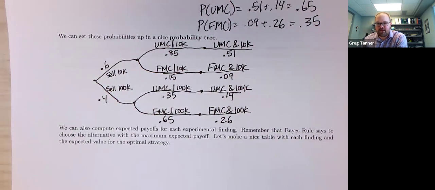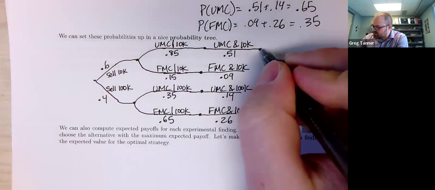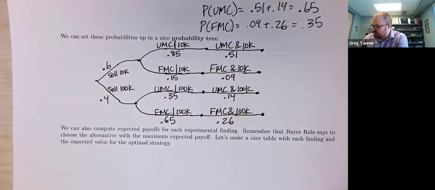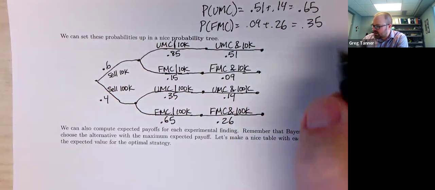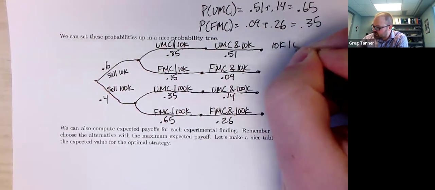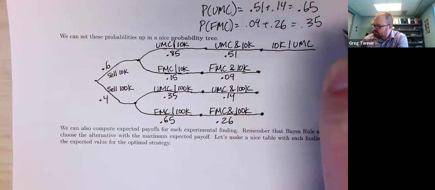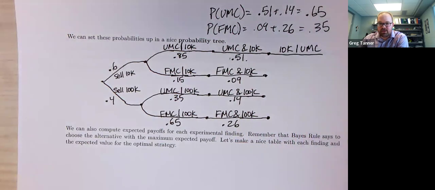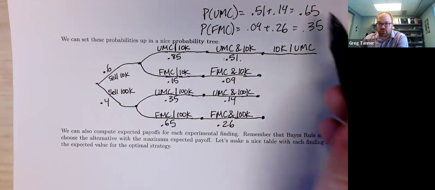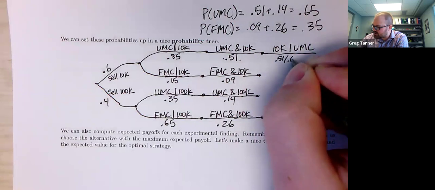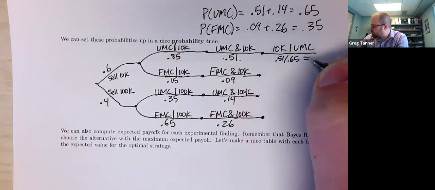And then the last thing you do along these probability trees, we'll talk about decision trees in a little bit, is that you flip the order and do it given. So this one will be 10K given UMC. And to compute this, you take the joint and you divide it by the corresponding unconditional probability of the finding. And so that's going to be the 0.51 divided by 0.65. And that gives you a probability of 0.785.